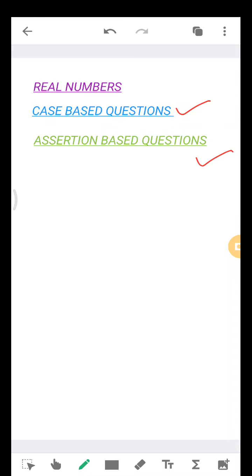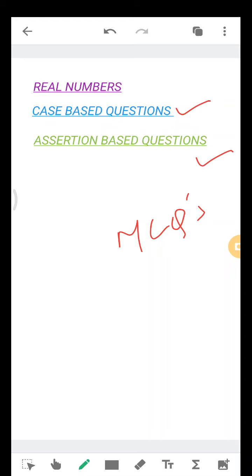You all are aware of the changed paper pattern of CBSE. They introduced case-based questions from last year, and this year you are going to get MCQs. In that also you may get case-based questions. So what are case-based questions?